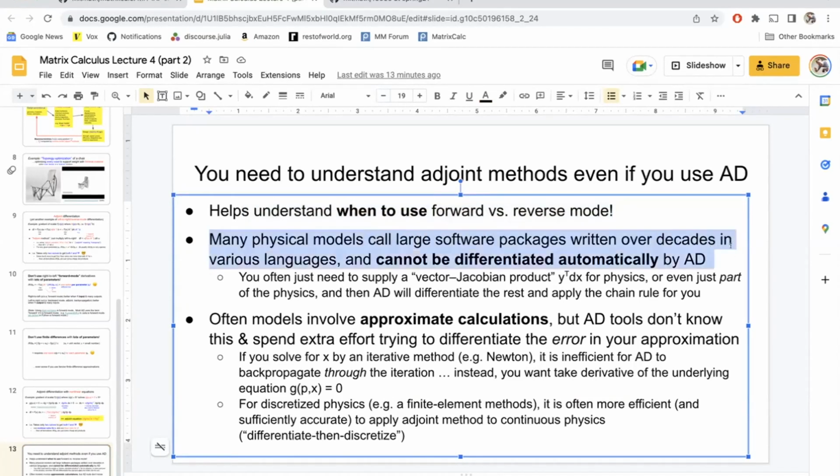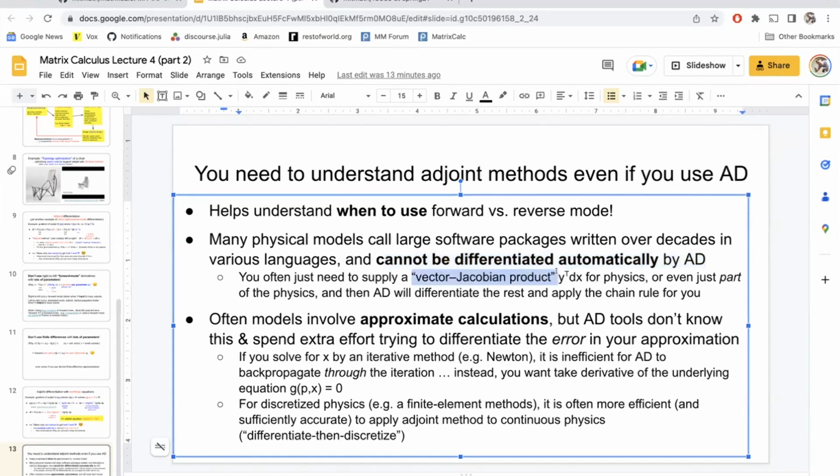Another problem is that if you're doing physics, especially, a lot of physical methods, you're calling large software packages written over decades in various languages that can't be differentiated by automatic differentiation. JAX can understand Python programs, but it doesn't really understand Python programs that call libraries written in Fortran, right? So often there are some parts it just can't handle. But it turns out you only need to write down the derivative for that part, or a vector Jacobian product, what's called, for that part. And then it can do the rest of the chain rule for you. But you really need to know these adjoint methods in order to do that in a reasonable way.